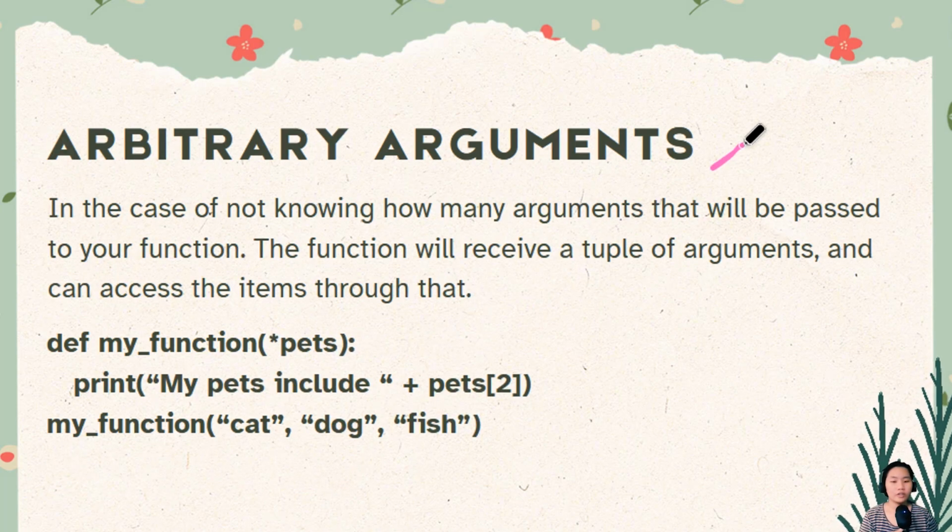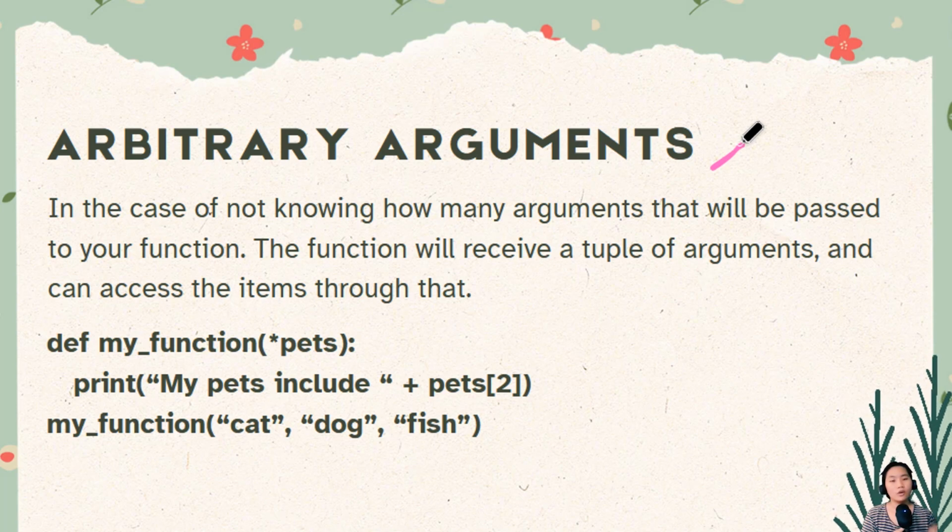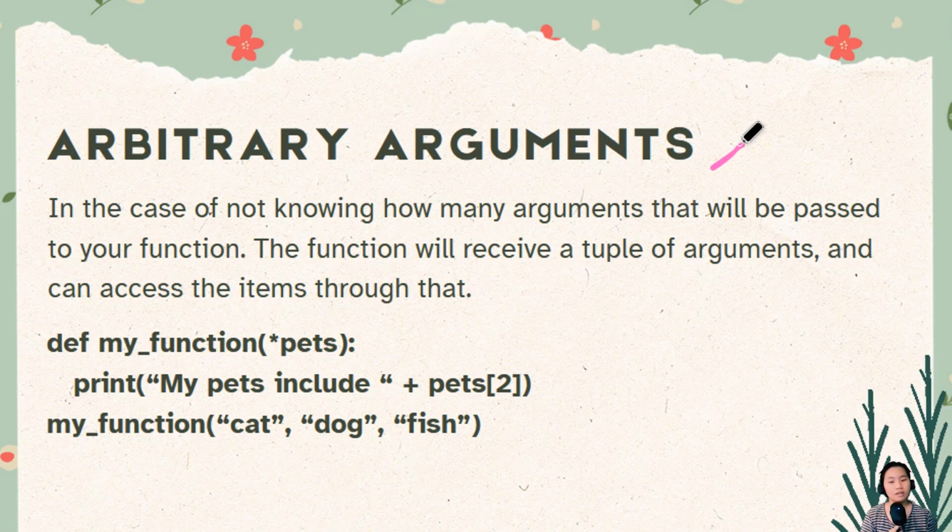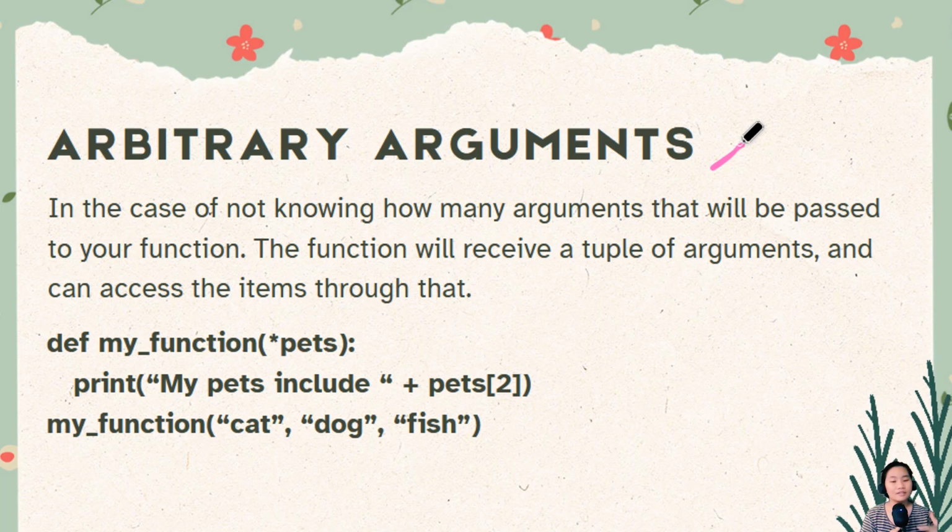Now, arbitrary arguments. This is what I've been wanting to talk about. In the case of you not knowing how many arguments will be passed into your function, the function will receive a tuple of arguments instead. And that's how it'll access the necessary information.